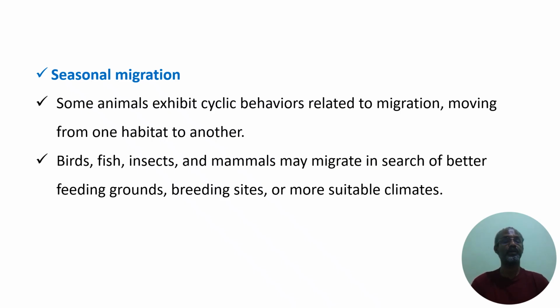Long distance migration goes in the aves or bird group, as well as other carnivorous and herbivorous animals, especially herbivorous animals. Birds, fish, insects, mammals may migrate in search of better feeding grounds, breeding sites, or more suitable climates. They may migrate even when the climate is harsh. They have to migrate to a more suitable climate area to survive. Therefore, these are seasonal migrations. These are also behavior patterns.